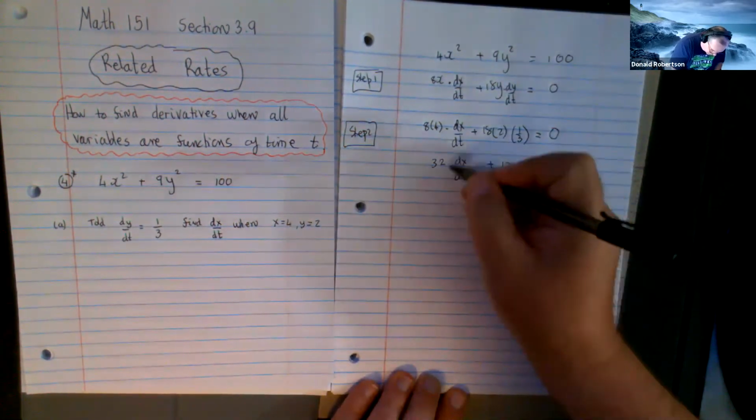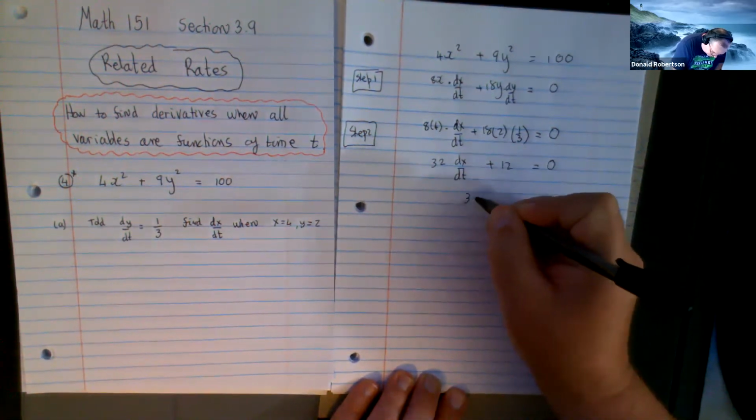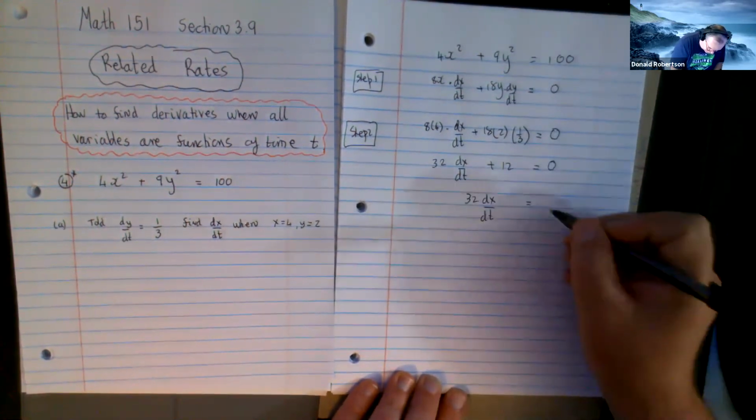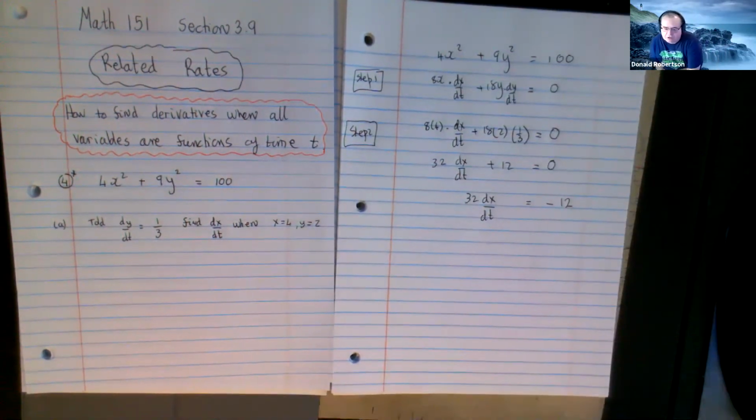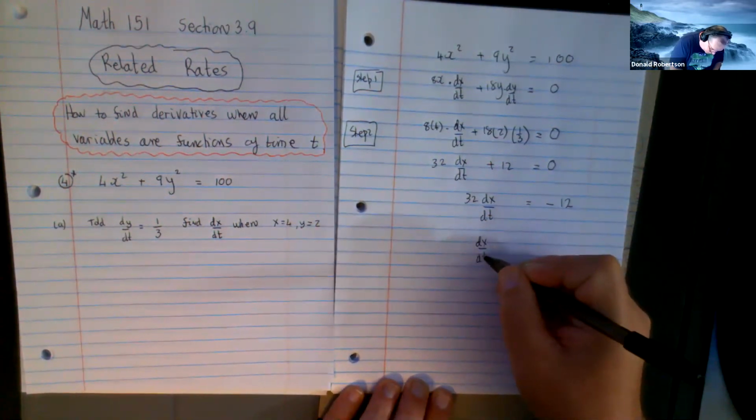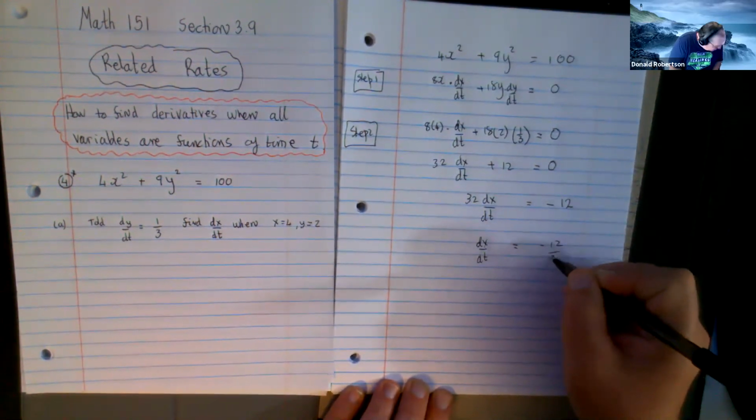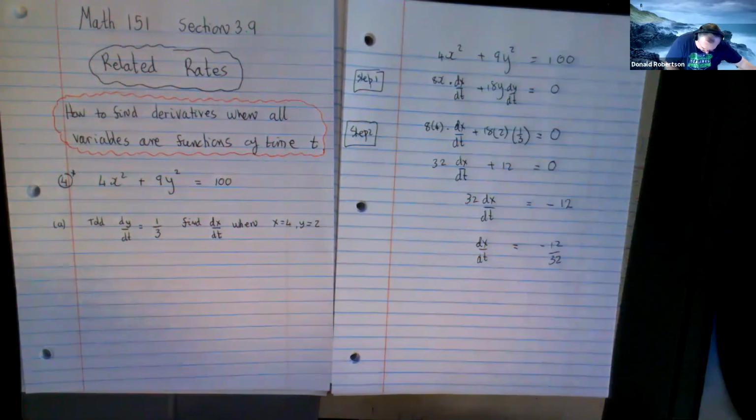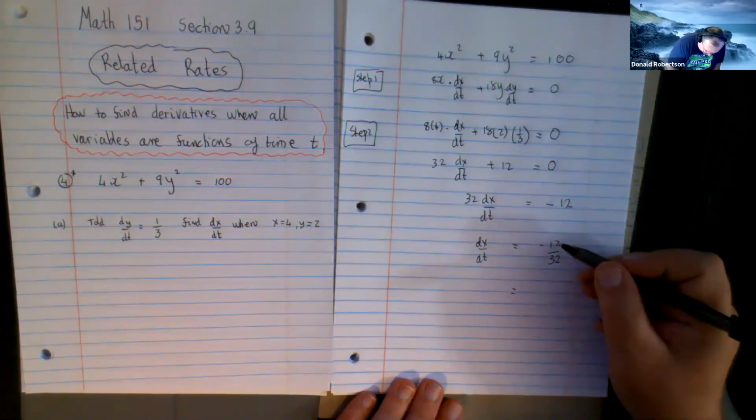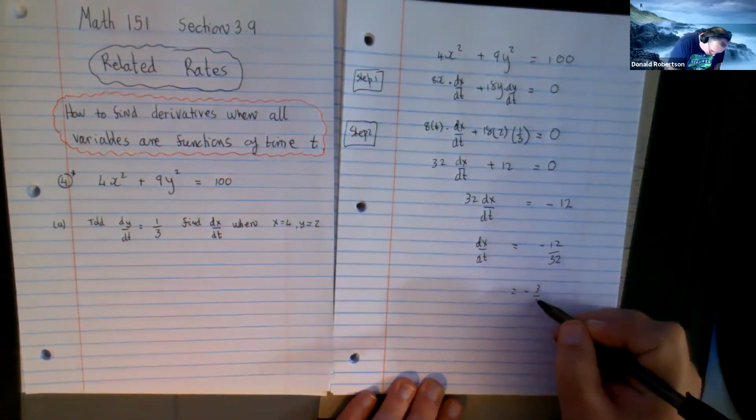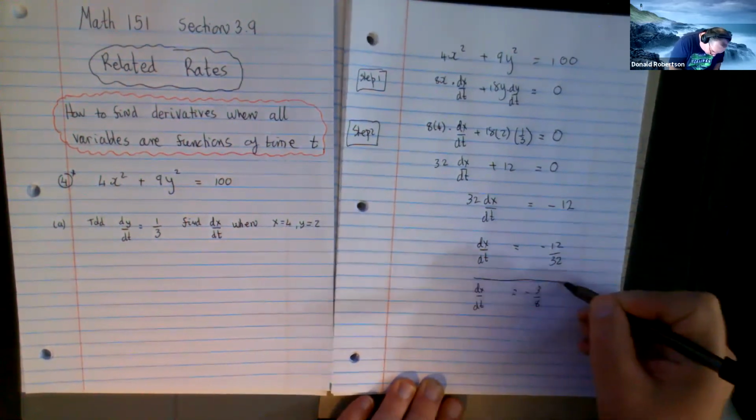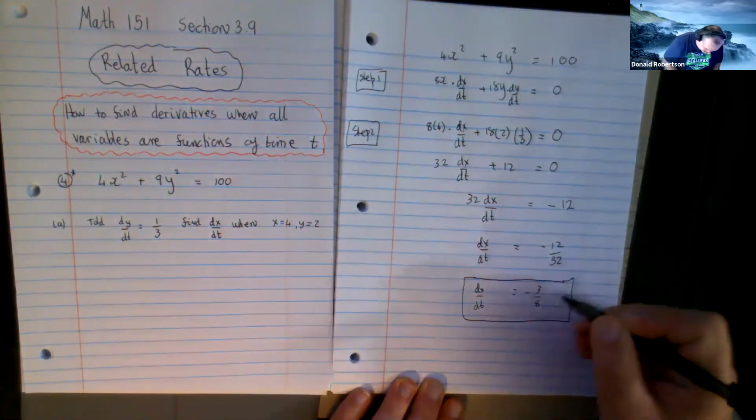And now I just solve for dx by dt. So I'm going to use my tried and trusted technique: as long as you do it to both sides, it's okay. So I'm going to subtract 12 from both sides. I'm then going to divide both sides by 32. I should be able to do that in my head. What do you get? You get 4, so that's going to give me negative 3/8. And so we have found the rate at which the x coordinate is changing with time.